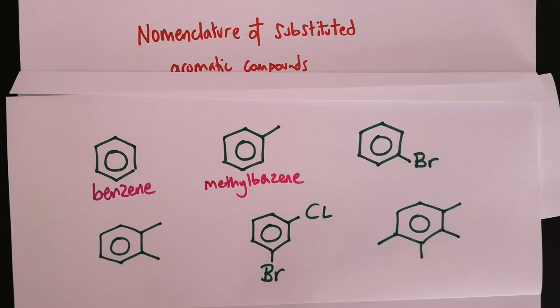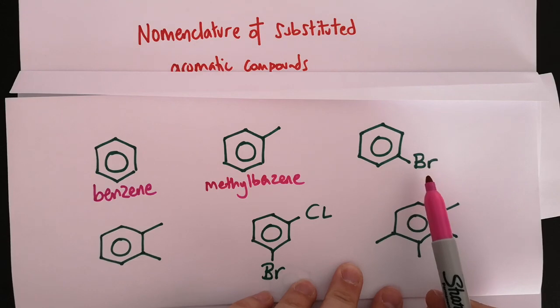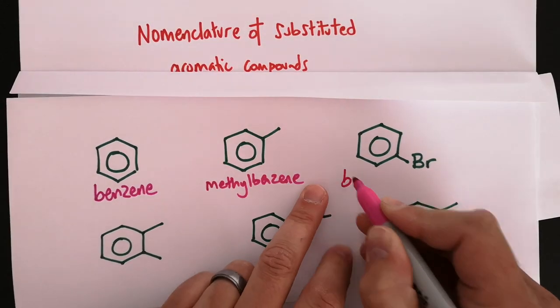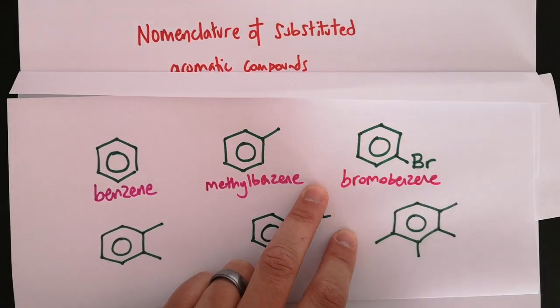Now as you go through the other 4, you might run into situations where you have more than one substituent. You might have to use some numbering systems to show exactly where they are. So please have a go at the other 4, pause the video and come back when you're ready. Okay, this one here has a bromo group substituted onto the benzene. So this would be bromobenzene.